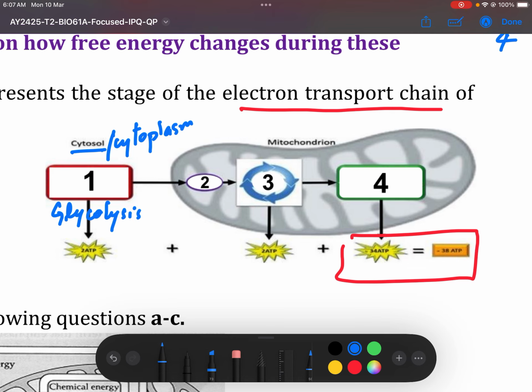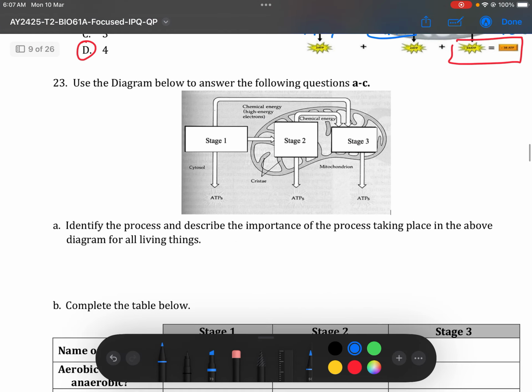Number 2 and number 3 take place in the matrix. And this is the inner mitochondrial membrane. Don't just say mitochondria, because all are taking place in the mitochondria, but their location is different.